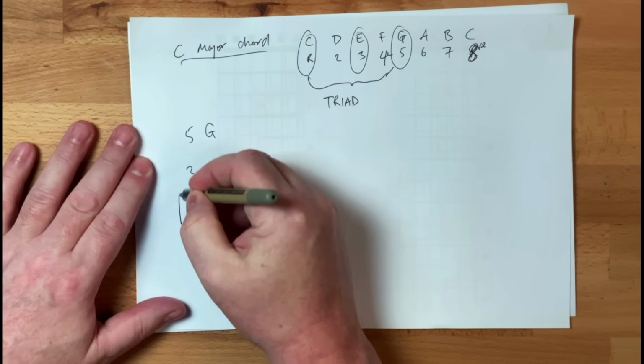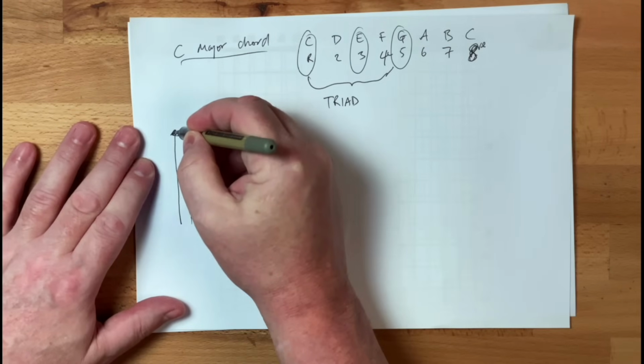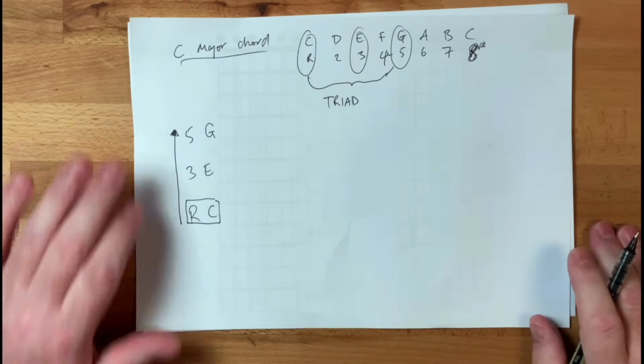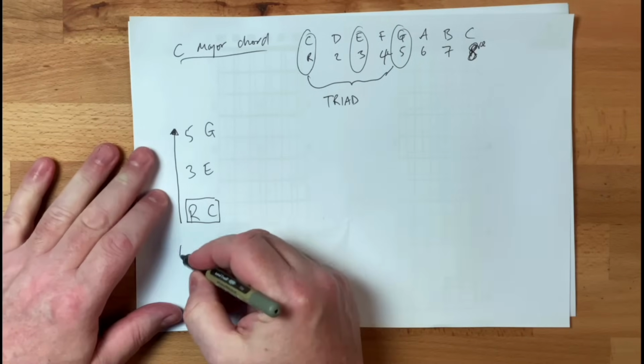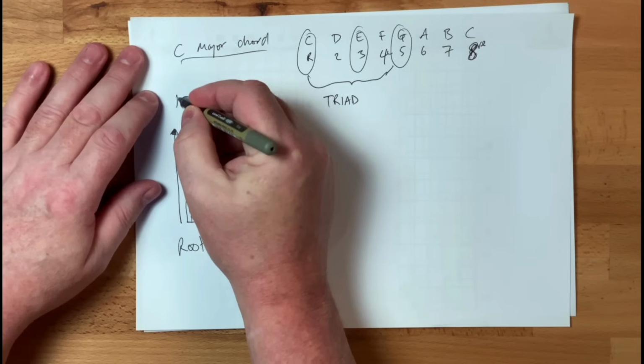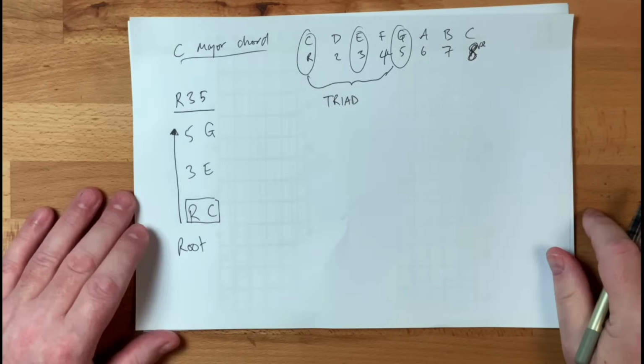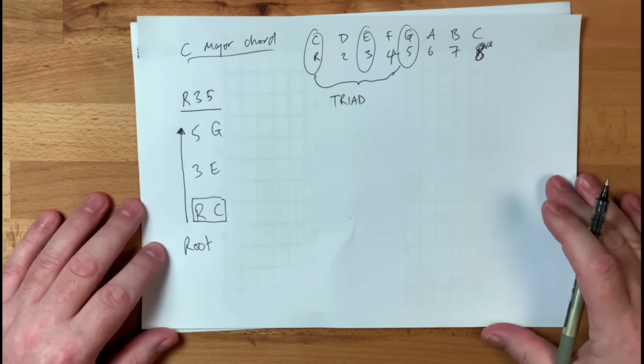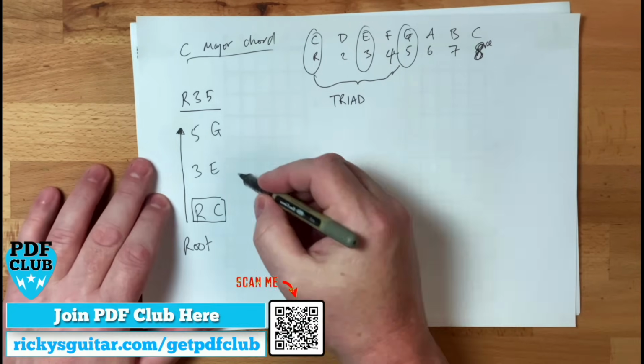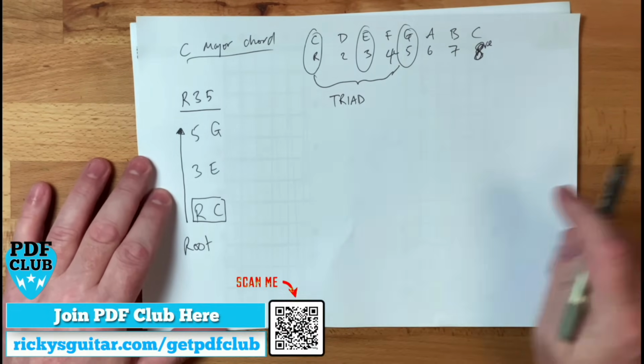Now, if we look at this in pitch, going up, the lowest sounding note we have is this C note here. This is called root position. The way we denote that, we'd say that it's root, 3rd, 5th. That's how we'd spell that out as a chord formula.